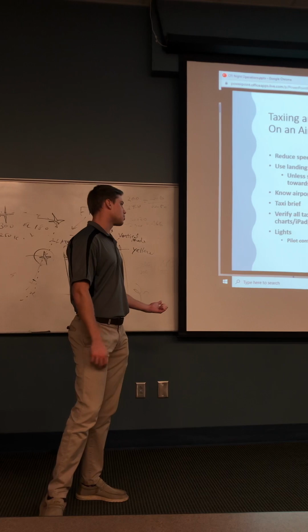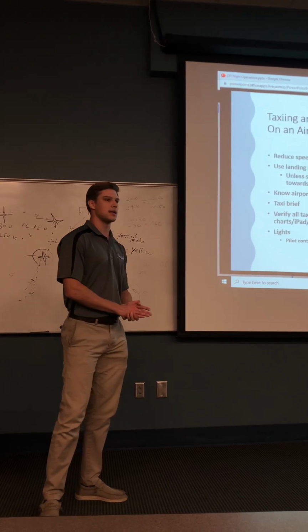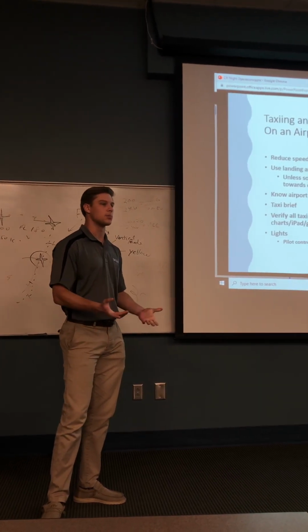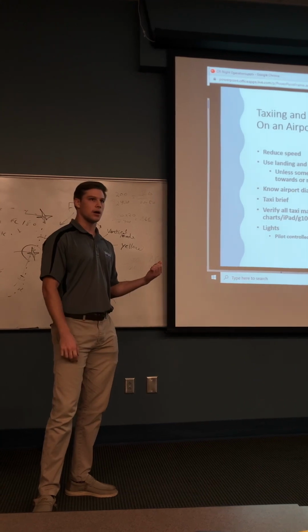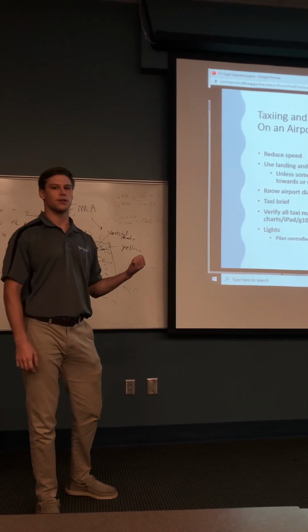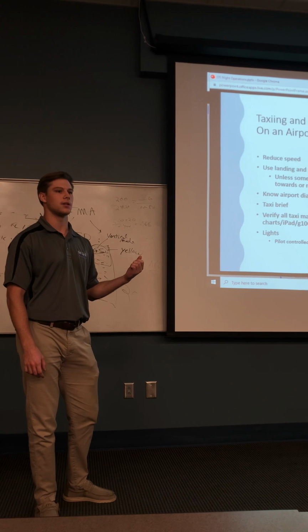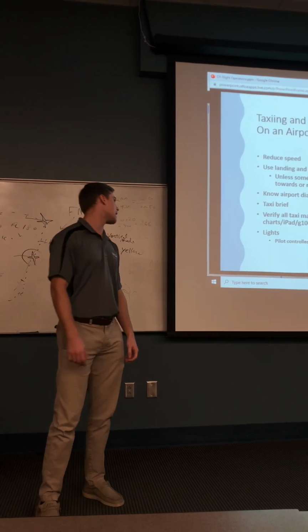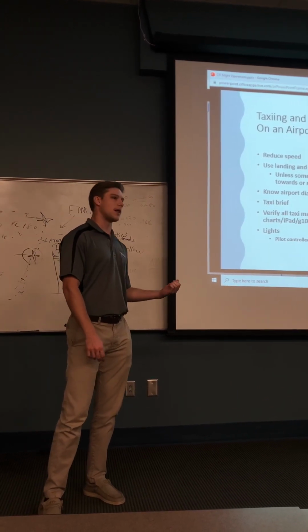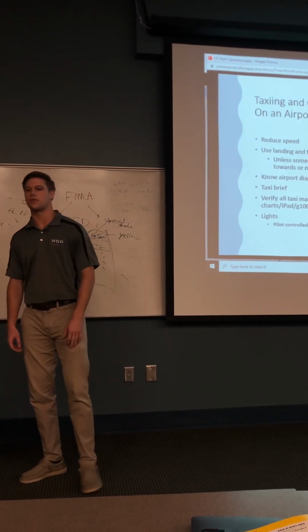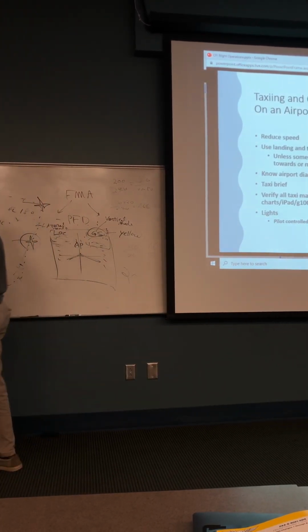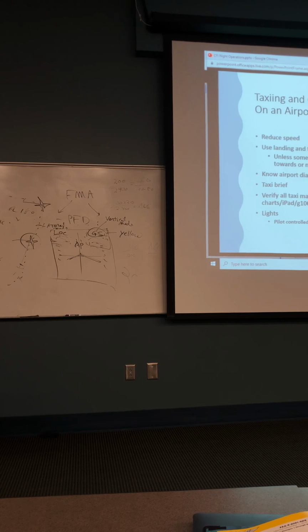And then for pilot-controlled lighting, if you're taxiing at night at an uncontrolled field, like Eastman, prime example, 3 clicks will be the dimmest lights, 5 clicks will be medium intensity, and 7 clicks will be highest intensity. That's how you do the pilot-controlled lighting, and you just do it on the CTAF frequency, which we all know for Eastman, 122.45.